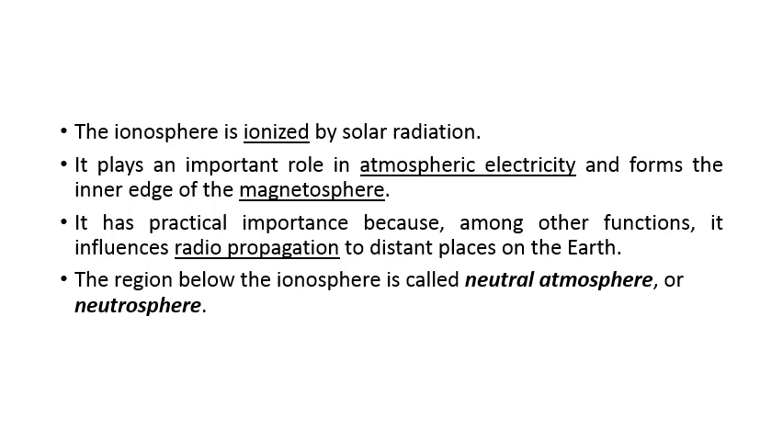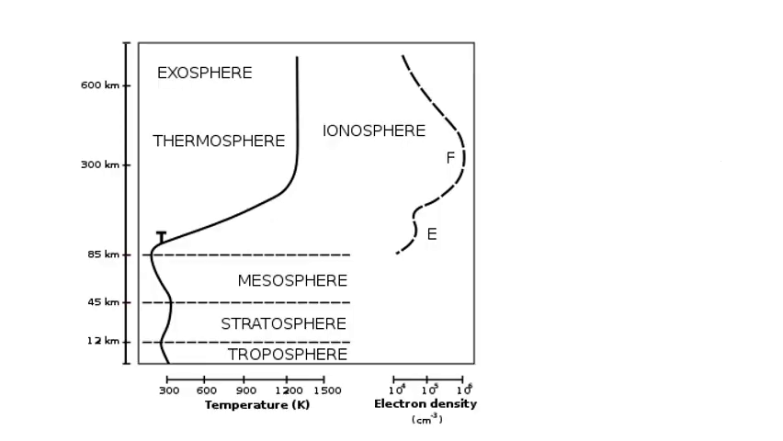The region below the ionosphere is called the natural atmosphere or neutrosphere. Here you can see various layers: troposphere, stratosphere, mesosphere, and after the mesosphere we have the thermosphere, exosphere and ionosphere. So basically after the mesosphere there is the ionosphere, which is used for propagation purposes.